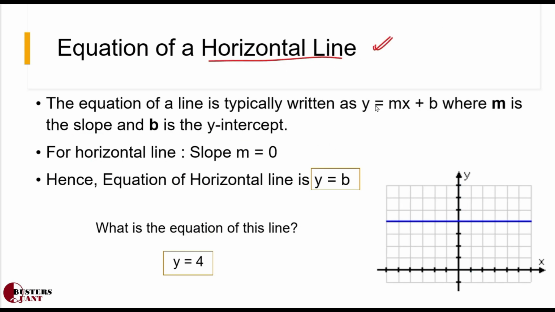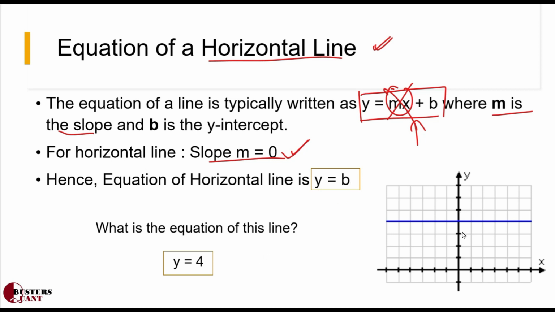Equation of horizontal line. We have seen the equation of line is y equal to mx plus b, where m is the slope. Now, in case of horizontal line, the slope is equal to 0. We know this. Now, equation of horizontal line will be reduced to, because if I put m equal to 0, this term will vanish, y equal to b. This is the equation of the line.